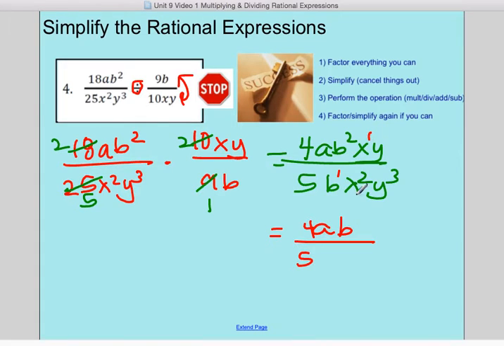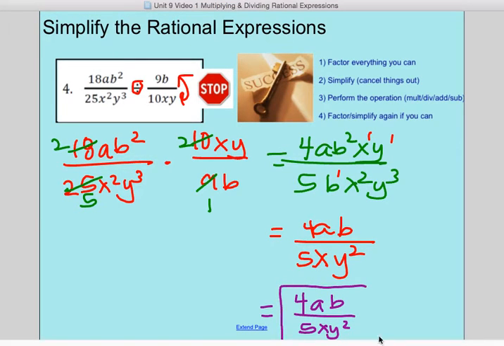This is x to the first, x squared. Bring it down, so I would just have x. And then I have y to the first, y to the third, bigger ones in the bottom. 3 minus 1 is 2. Okay, so my final answer, 4ab over 5xy squared.